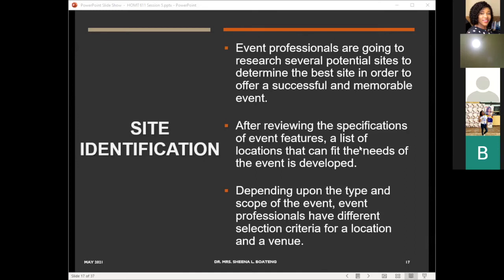So we need to come up with a comprehensive list of criteria that has been vetted and approved by all the stakeholders, with which we are going to proceed and identify this list of potential venues that we will ultimately use as the basis for selecting the final venue to organize our event at.